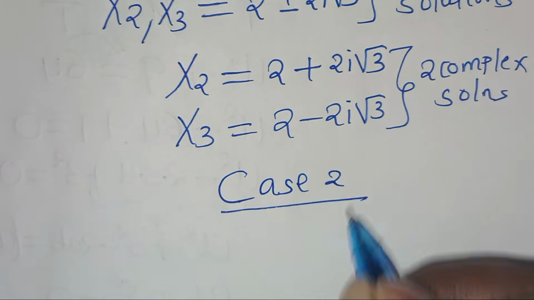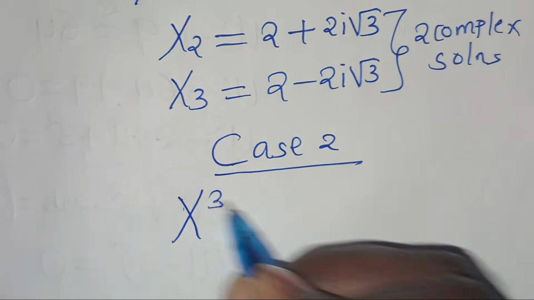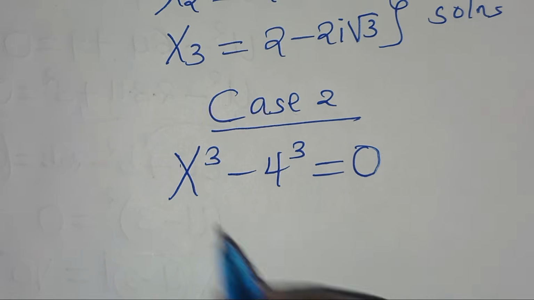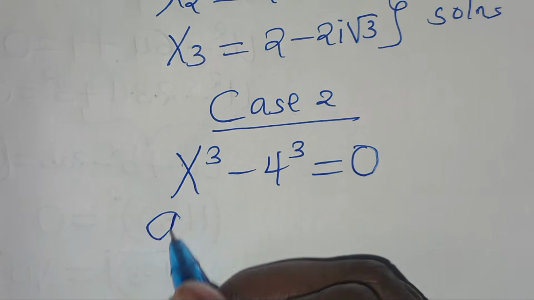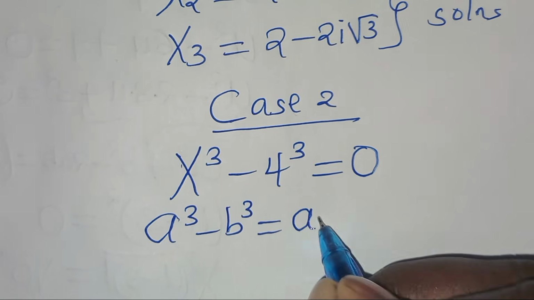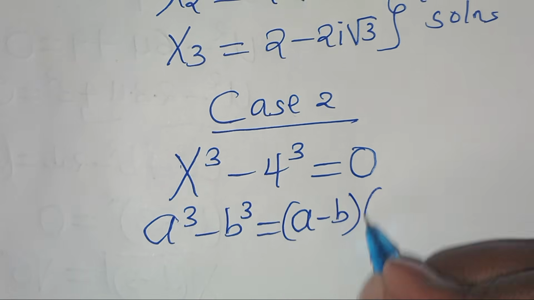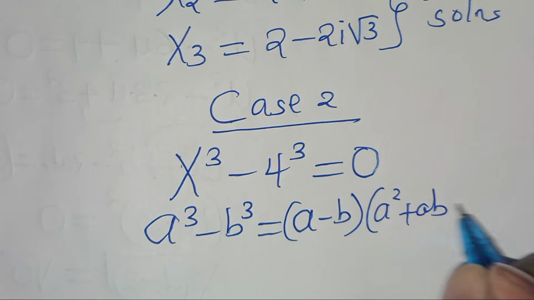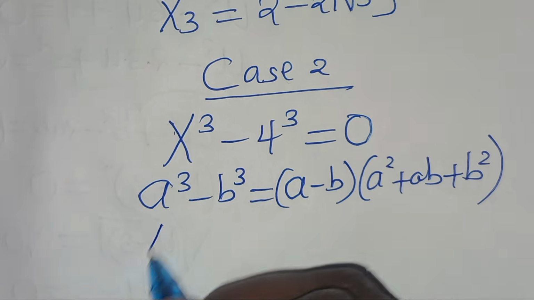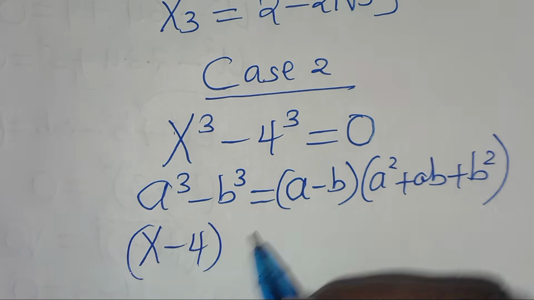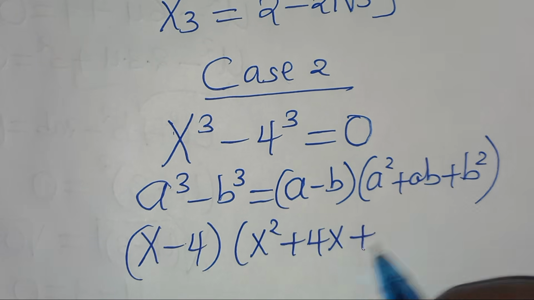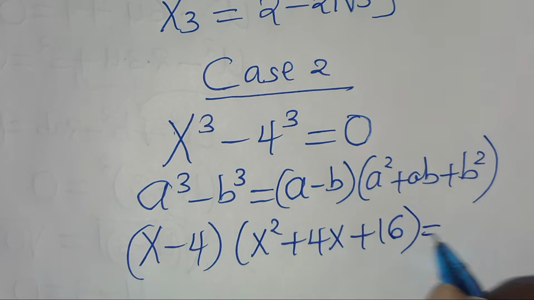Case 2. Now in case 2, we have x to the power of 3, subtract 4 to the power of 3, equal to 0. This is the difference of two cubes expressed as a to the power of 3 minus b to the power of 3, which can be expressed as a subtract b, a to the power of 2 plus ab plus b to the power of 2. Applying this identity, then we have x minus 4, x squared plus 4x, then plus 4 squared, which is 16. This is equal to 0.